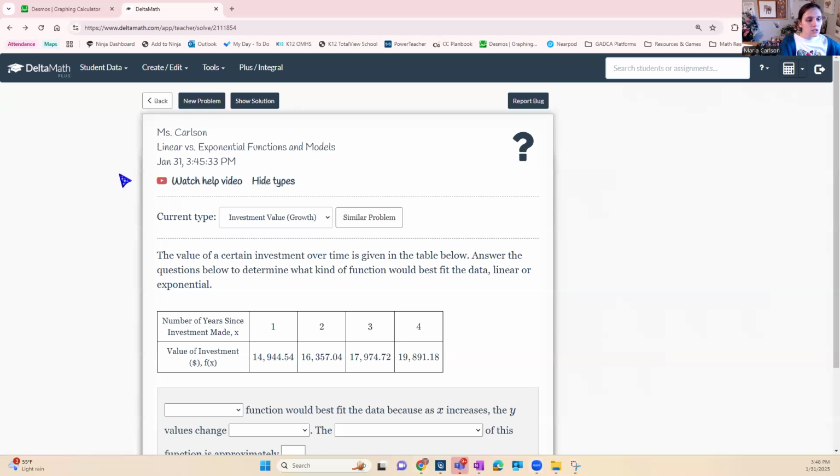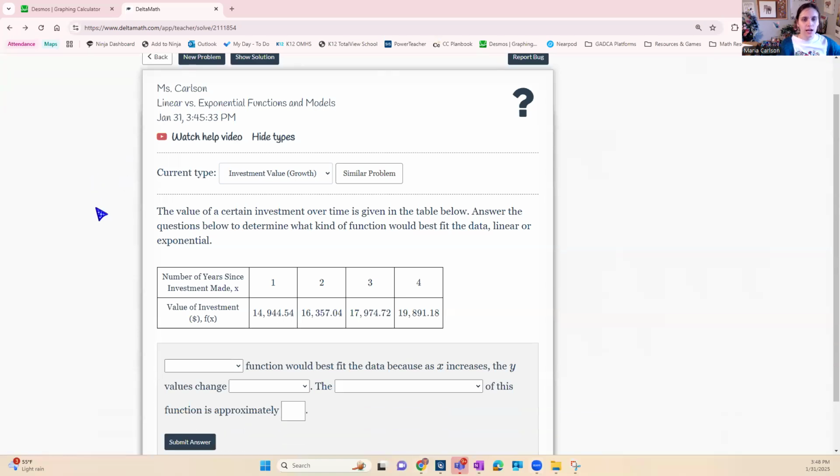Good. Okay, so the value of a certain investment over time is given in the table below. Answer the questions below to determine what kind of function would best fit the data, linear or exponential. Now, I know this section kind of looks intense just because it has a table and all these drop downs and such, but I promise it's really not that bad.